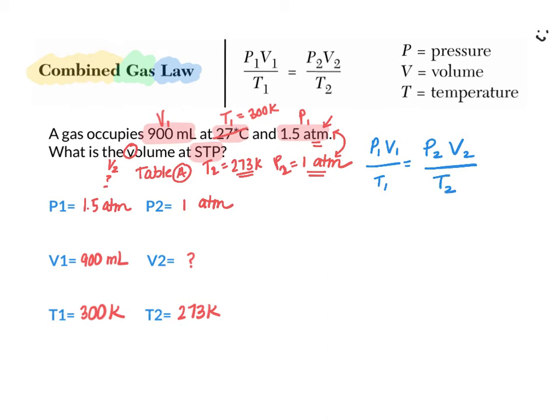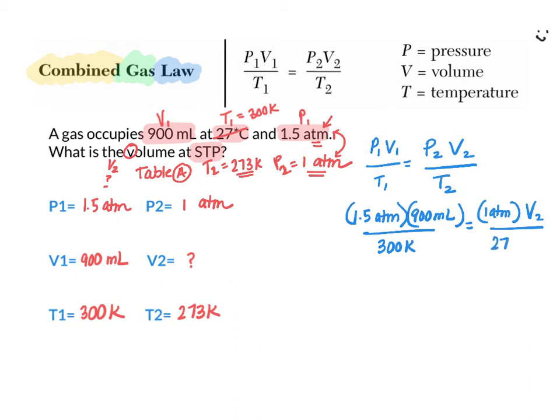And I'm going to substitute. P1 is 1.5. Volume 1 was 900 over the original temperature of 300 kelvins. Okay, my second pressure is going to be 1 atm. I don't know the volume, so I'm going to keep it as a variable. And T2 is going to be 273 kelvins. Okay, and if all they want is a numerical setup, this would do it. This could be the end of the problem.